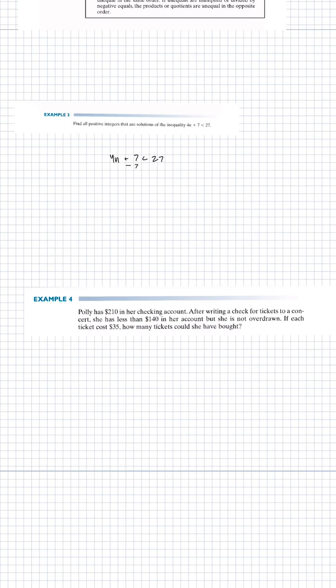First, we're going to subtract 7 from both sides. We're going to get 4n is less than 20. And then we're going to divide both sides by 4. It's going to be n is less than 5. And that should be your answer.